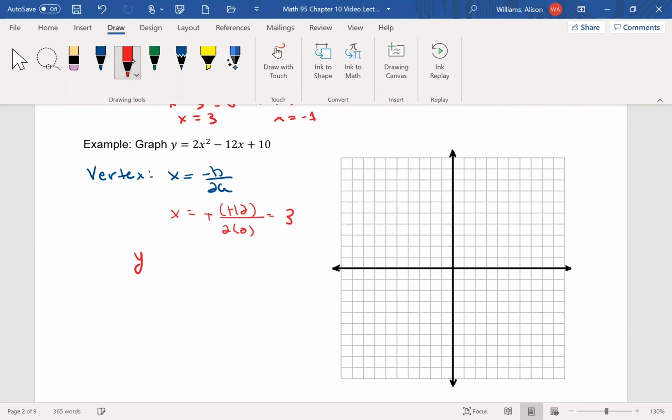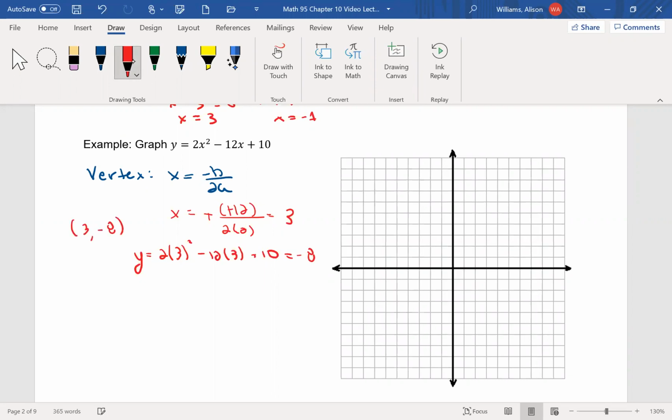So I'm going to plug that in to find the Y. 2 times 3 squared minus 12 times 3 plus 10. I should probably check this on a calculator, but I'm going to attempt it in my head. So that's 3 squared, which is 9, times 2 is 18. And then that's -36, which should be -18. And then plus 10 should be -8. Okay, not too terrible of a point.